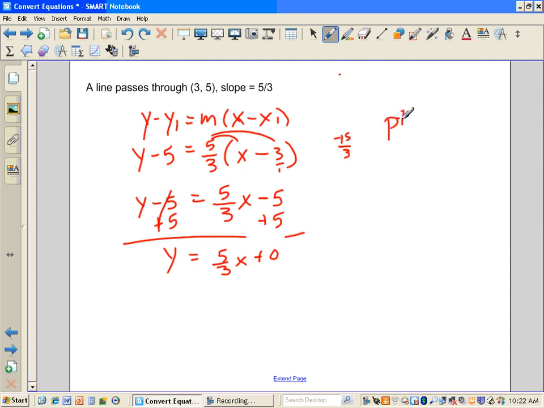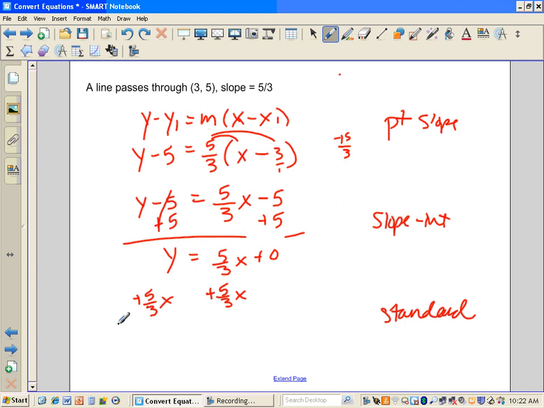So here we are in point slope. Here we are in y and oh boy, I'm losing it. Slope intercept. Now we want to get it into standard. So I need to add 5/3 x over in front. 5/3 x. So we have 5/3 x plus y is equal to 0.